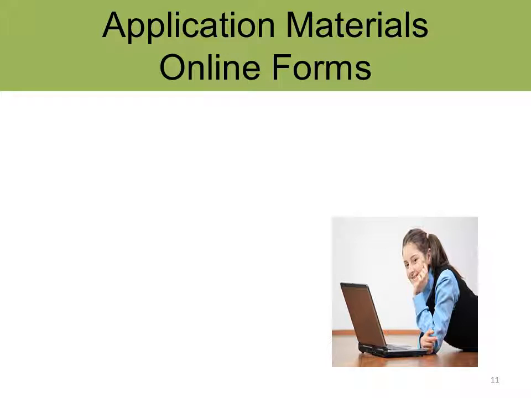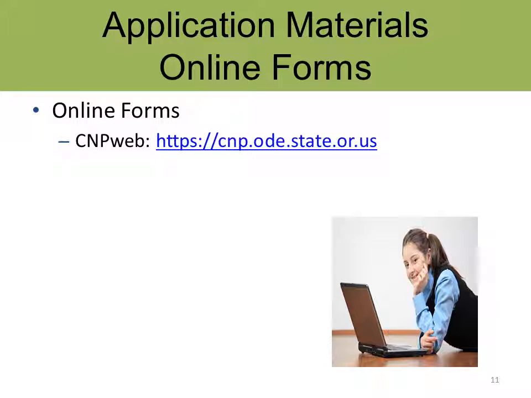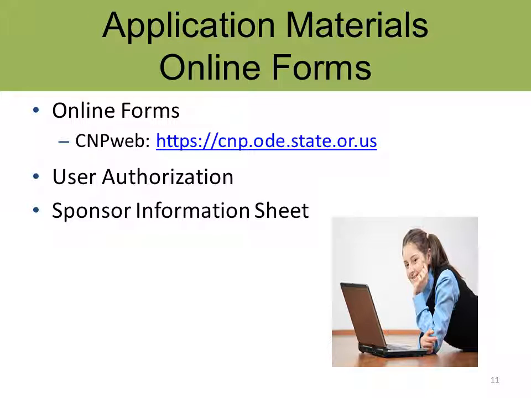To submit forms through CMP Web, sponsors must submit a CMP Web user authorization request to ODE CMP. Staff that will be responsible for submitting applications and claims will need access. In addition, respective staff can have view access only if they will not be submitting applications or claims. Other forms submitted through CMP Web include the sponsor information sheet. The sponsor information sheet includes contact information for the sponsor, staff contact information, the management plan, and information on the meal service. Sponsors may request advance payments on the sponsor information sheet.